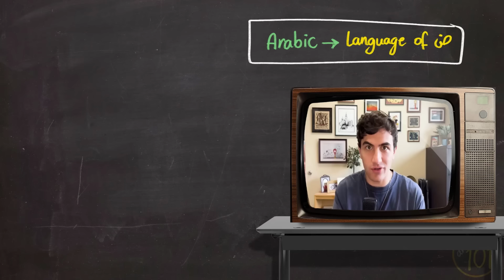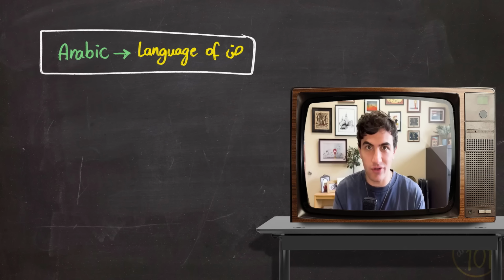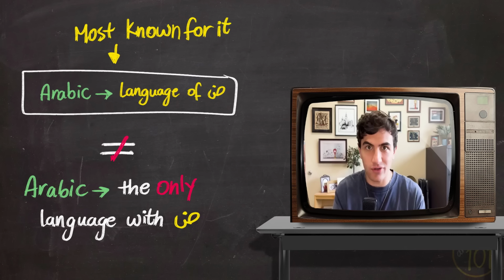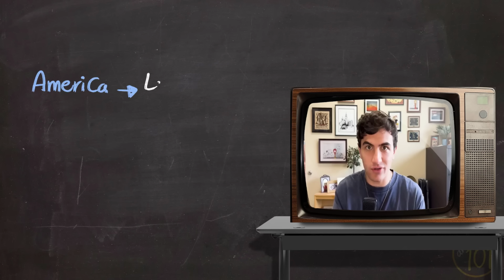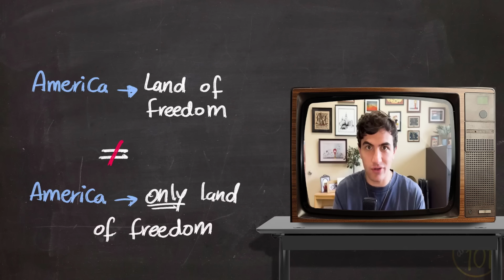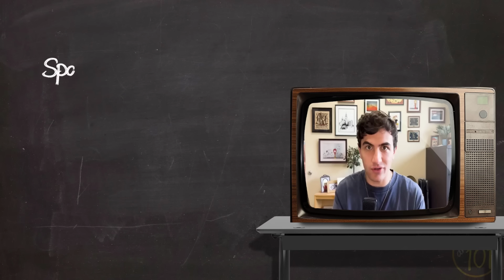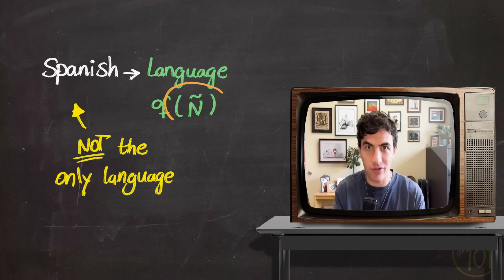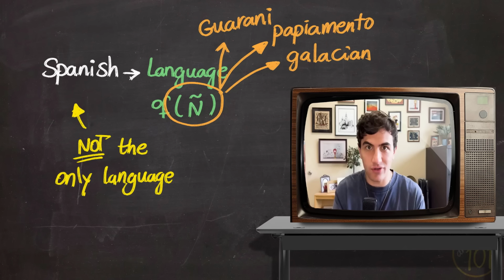Now, this statement is not necessarily wrong, but actually his conclusion is logically wrong. Because saying that Arabic is the language of Dhad doesn't necessarily mean that it is the only language with Dhad, but actually it is the most known for it. So for example, saying that America is the land of freedom doesn't necessarily mean that it is the only land where there is freedom, because this is just simply not correct. And on a linguistic level, it is like when we say that Spanish is the language of Enya, but at the same time, there is a bunch of other languages that use that sound, like Papiamento, Galician, Guarani, and many other languages.